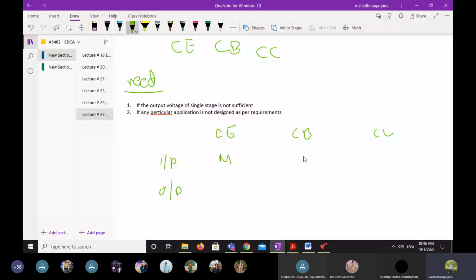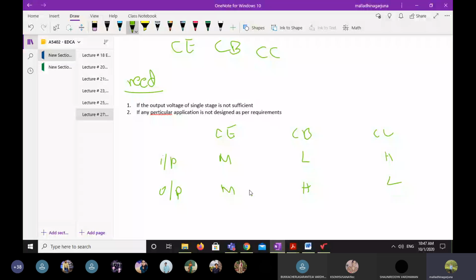The output impedance of the common emitter is also moderate. For common base, it is high. For common collector, it is low. Okay, so these are the basic characteristics of CE, CB, CC alone. Separate CE characteristics, separate CB characteristics, separate CC characteristics.